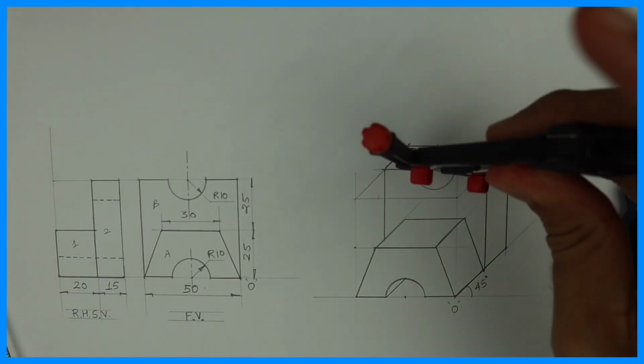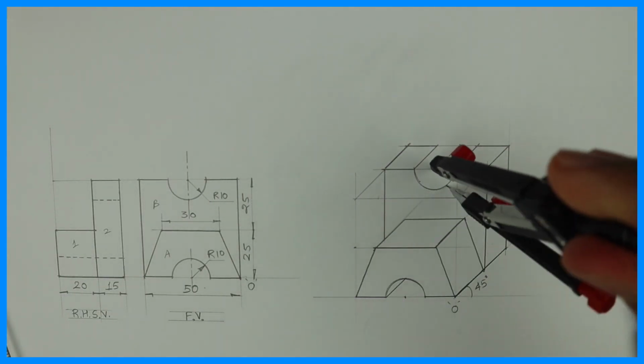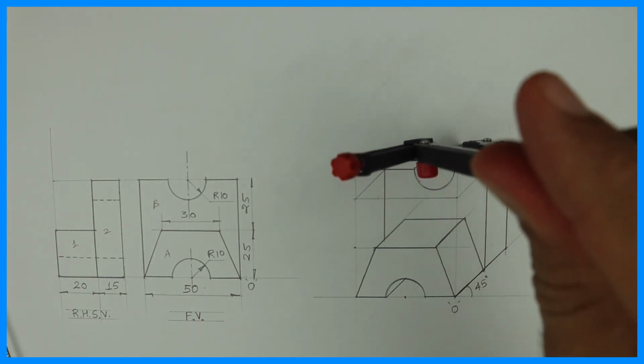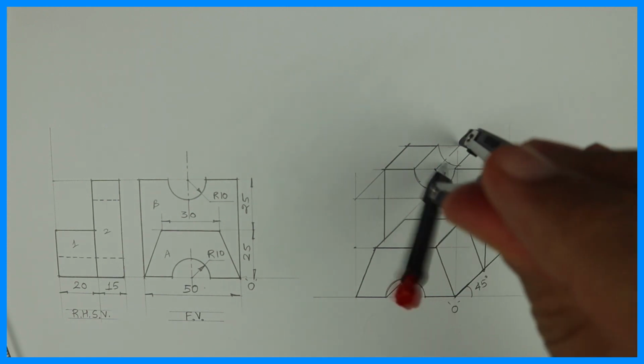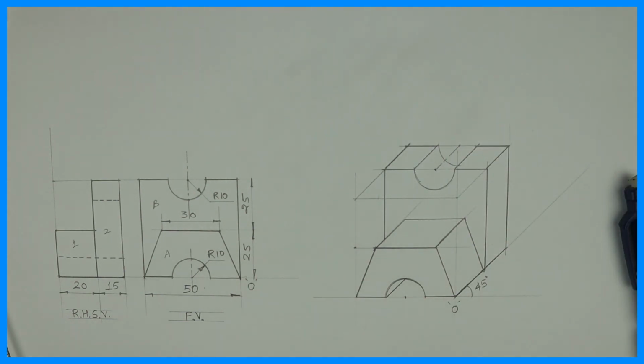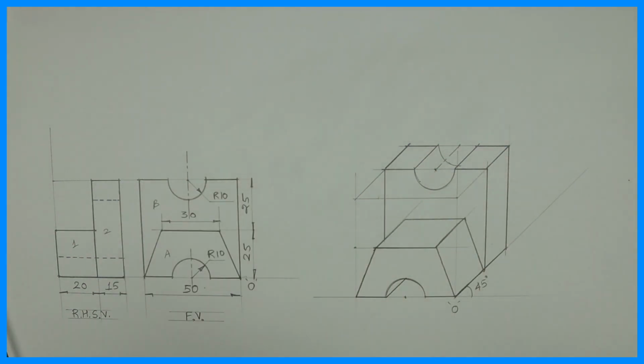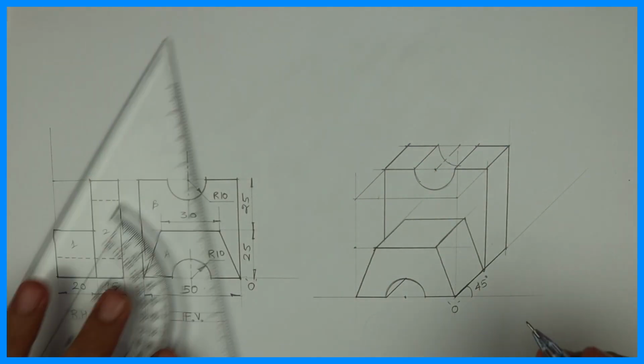Now we take this radius 10. Go behind by 10. And draw radius 10 again. See this 10, we took 10.